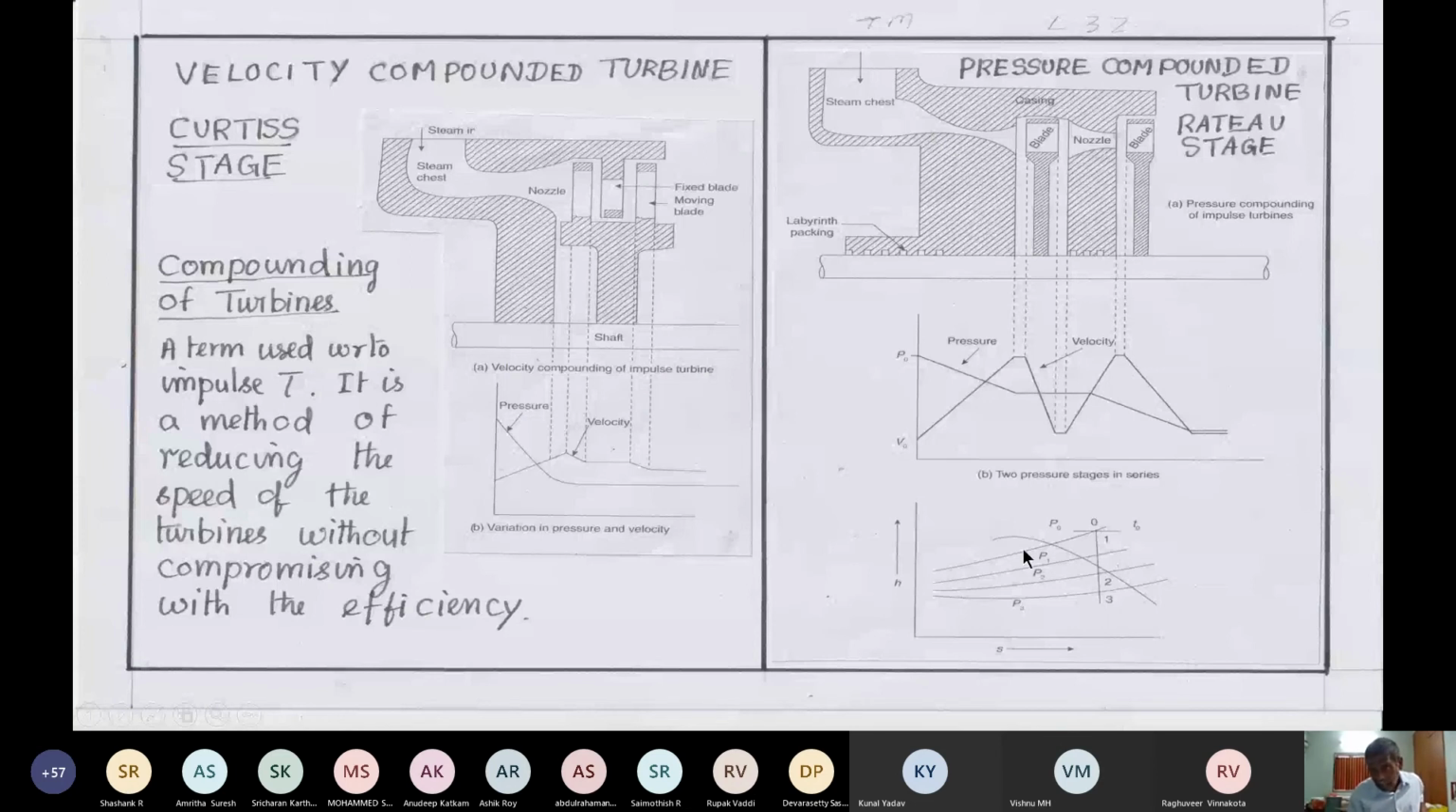Now incidentally, another diagram is given below. Do you recognize the diagram? What is the diagram called? What is the name of the h-s diagram for steam? Okay, so it's called the Mollier diagram.